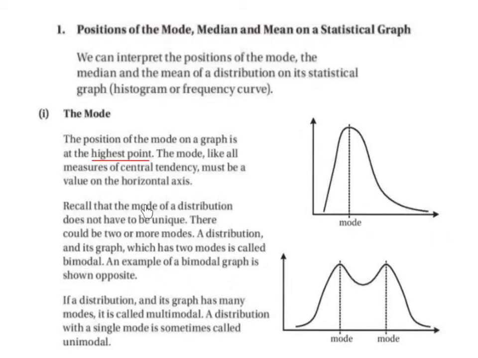Recall that the mode of a distribution does not have to be unique. There could be two or more modes. A distribution and its graph, which has two modes, is called bimodal. An example of a bimodal graph is shown opposite. So here's one mode and here's another mode. So it's bimodal, it has two modes. If a distribution and its graph has many modes, it is called multimodal. A distribution with a single mode is sometimes called unimodal. So this graph at the top here is unimodal.